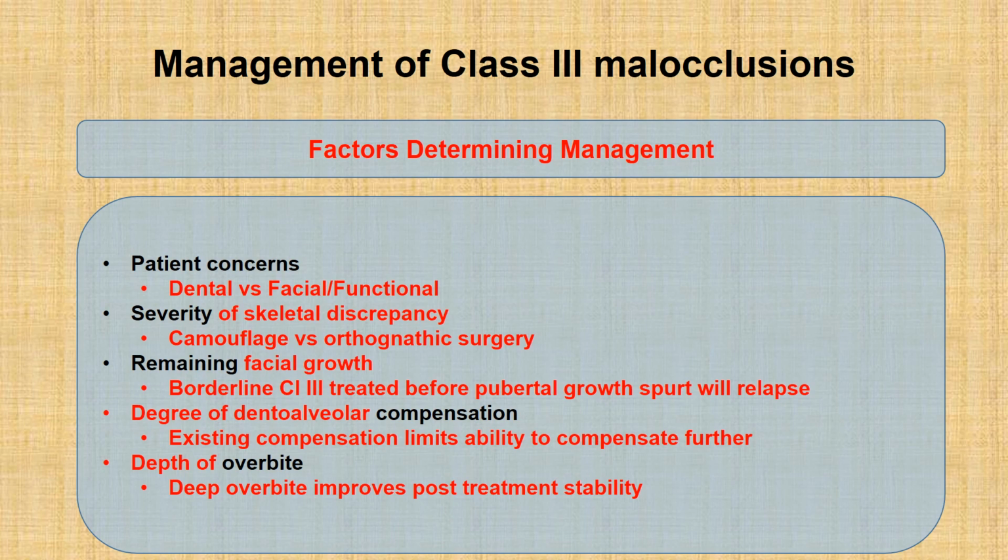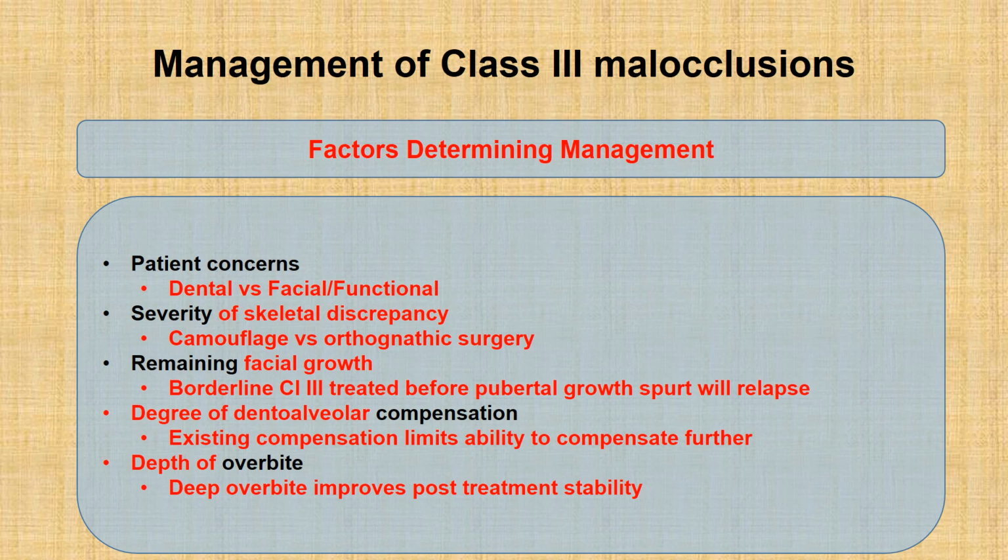The second factor influencing treatment is the severity of the skeletal discrepancy. The severity will decide whether a particular case can be managed just with camouflage orthodontics, or it has to be treated with orthognathic surgery. Remaining or residual facial growth is a factor to consider, because any class 3 relationship that has been treated before pubertal growth will relapse. Ones that are not treated will tend to get worse.